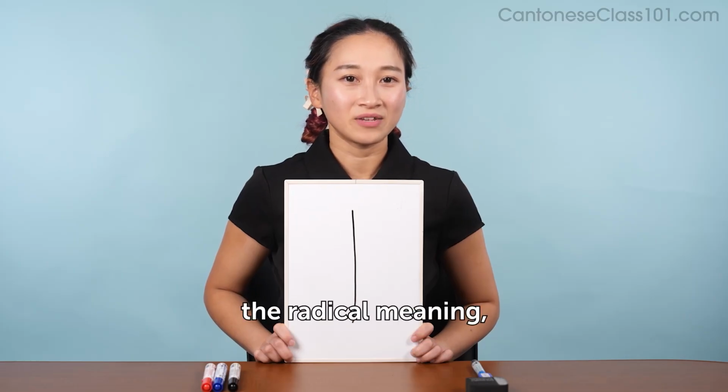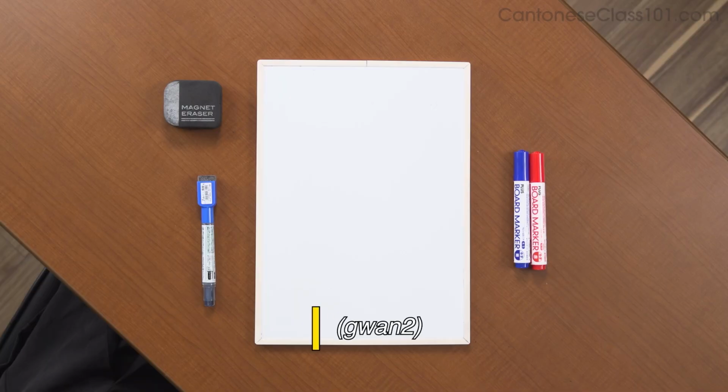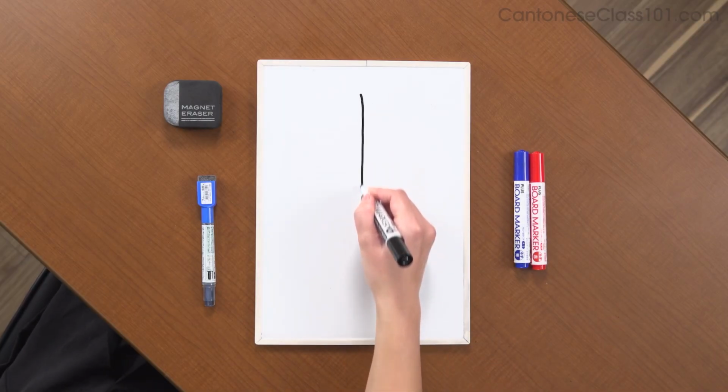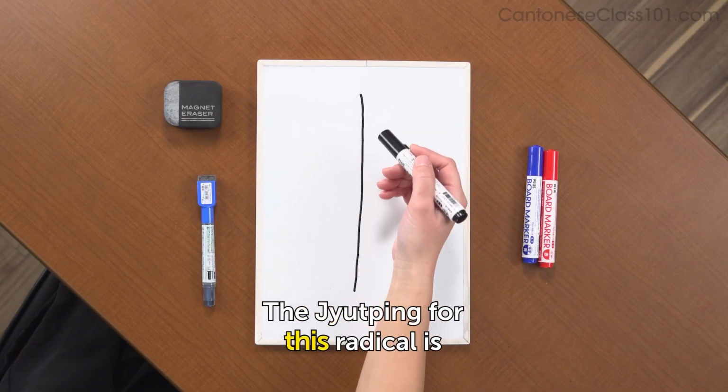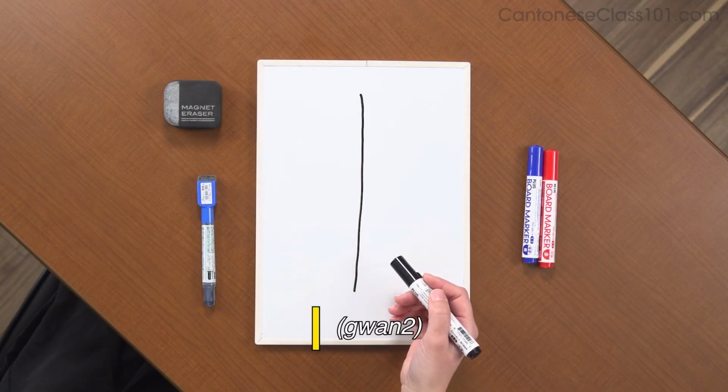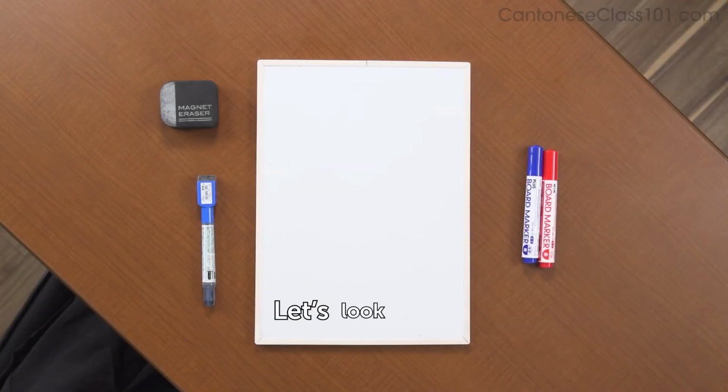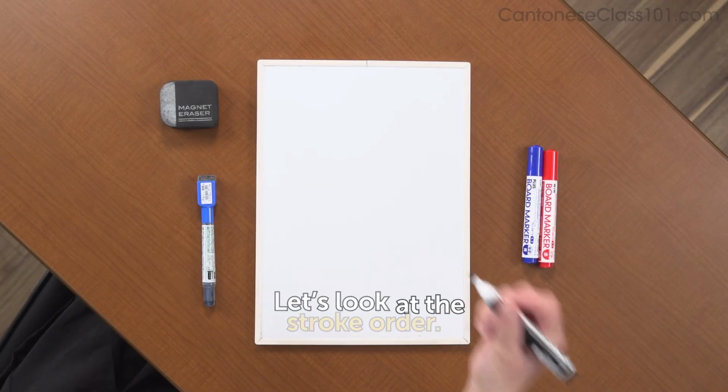Do you know how to write the radical meaning line? 滾 The pinyin for this radical is 滾. Let's look at the stroke order.